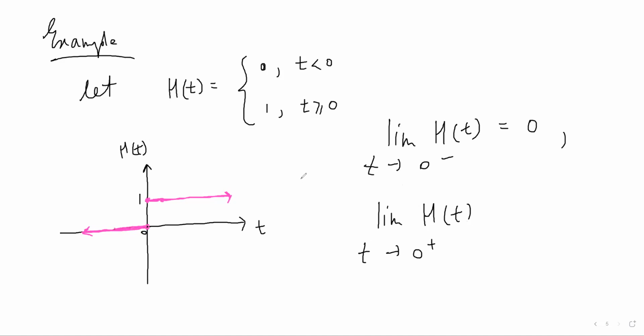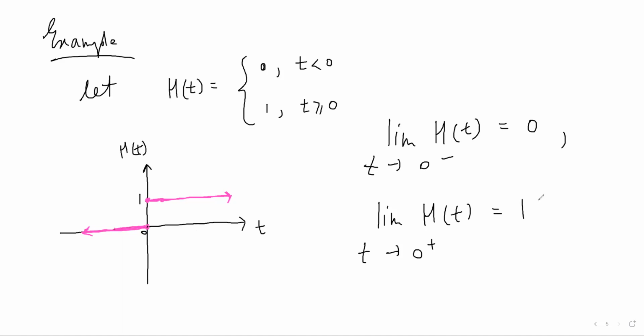Again, if you look at the function for t values that are to the right of 0, meaning that are bigger than 0, you can see the function is always 1. It's constant. So if the t values are approaching 0 from the right, then the function will just approach 1 because it's constant. Therefore, the left-hand limit of this function is 0, and the right-hand limit is 1, and they are not equal.